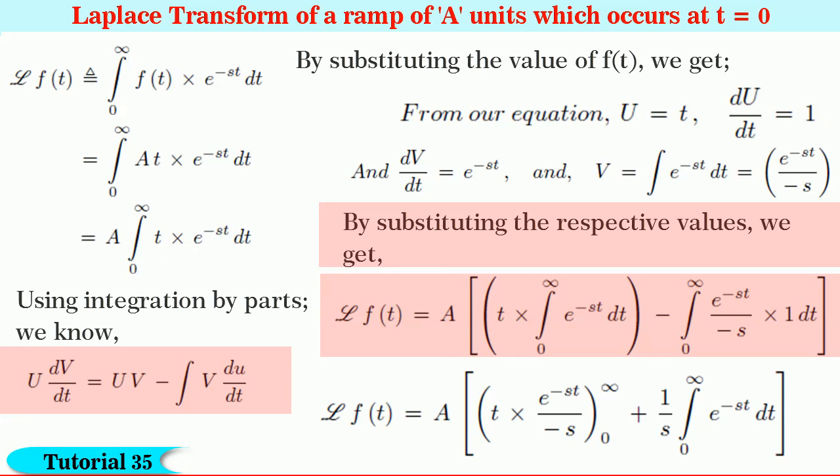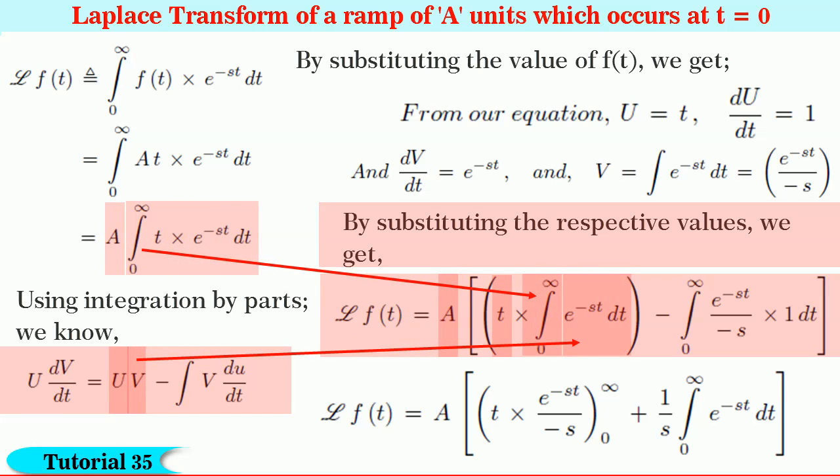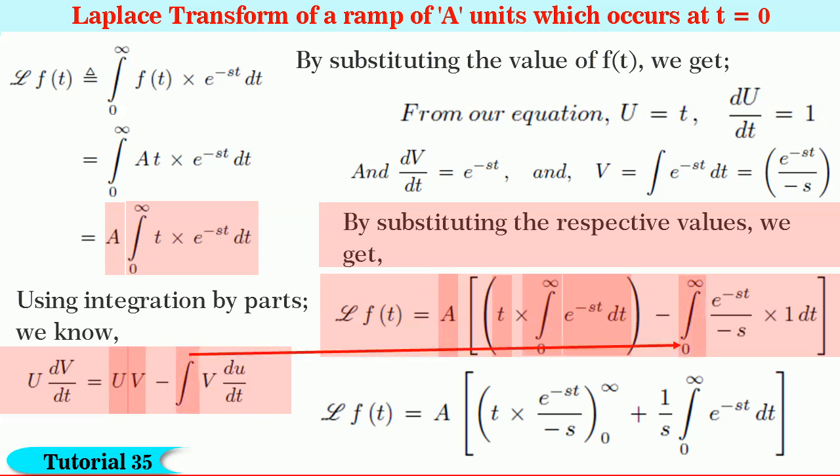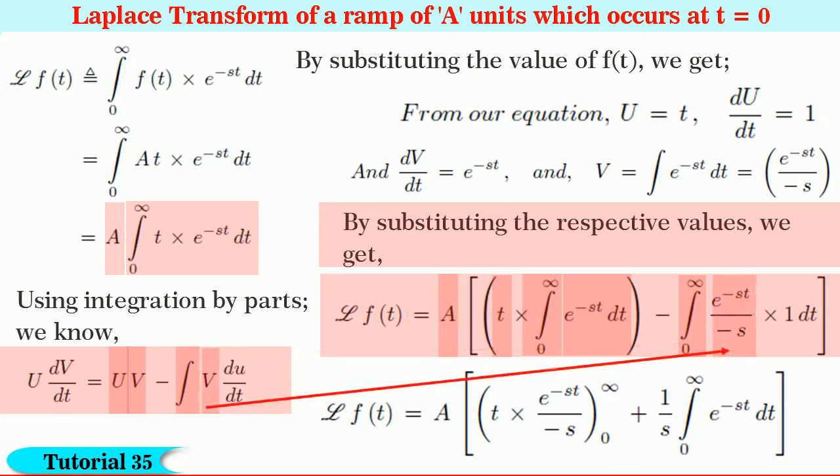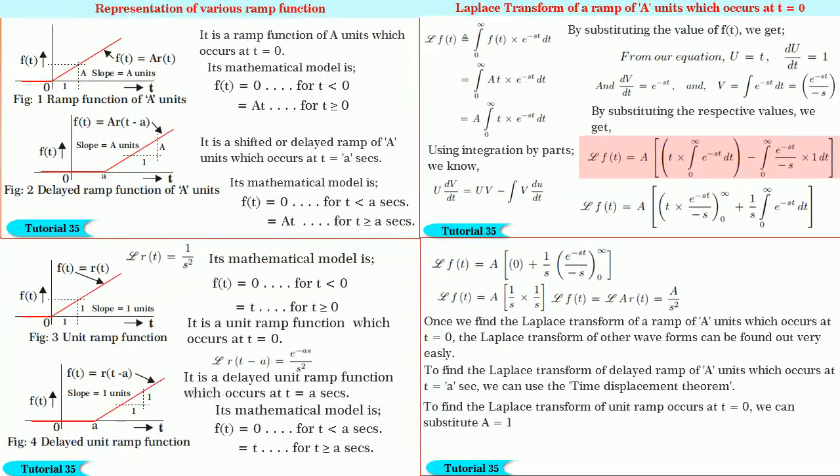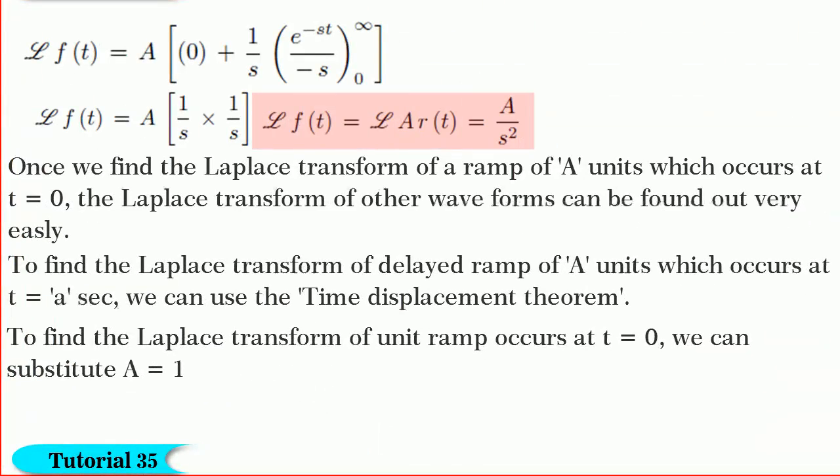L of f of t is equal to a into bracket t into integration 0 to infinity e to the power of minus st dt minus integration 0 to infinity e to the power of minus st divided by minus s into 1 into dt. By solving it, we get L of f of t is equal to a into 1 divided by s into 1 divided by s, and hence L of f of t is equal to a divided by s square. So, L of a into r of t is equal to a divided by s square.